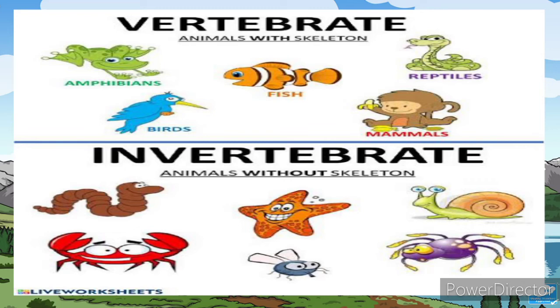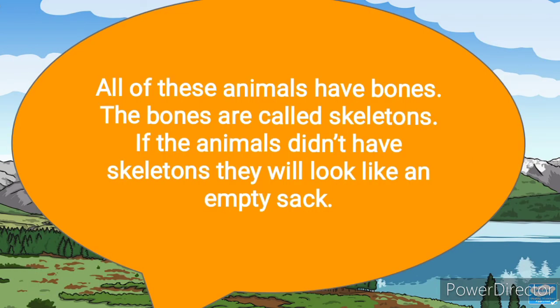So these are the pictures describing vertebrate and invertebrate animals. Animals with skeleton are vertebrate animals: amphibians, birds, mammals, reptiles, fish. Invertebrate animals include animals like your bee, your ant, tapeworm. All these are what? Invertebrate animals, because they are animals without skeleton.